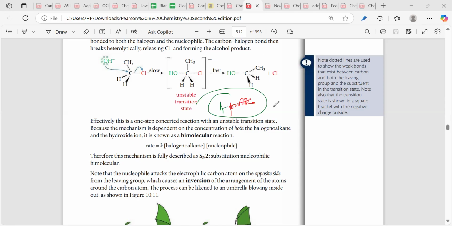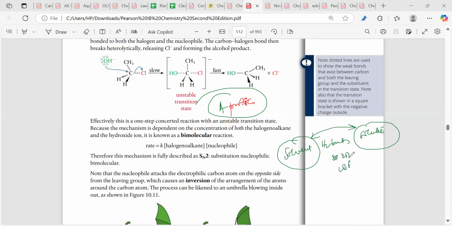Aprotic solvents are solvents which do not form hydrogen bonding with a solute, right? We learned earlier that a solvent and a solute will be forming an intermolecular force of attraction. Is it clear? Eunice understood this. It can be hydrogen bonding, it can be dipole-dipole, it can be London dispersive forces also. But a solvent will always form an intermolecular force of attraction during solubility.